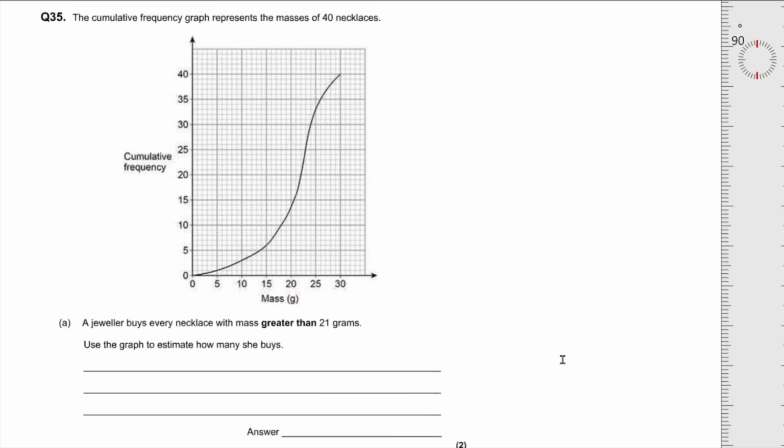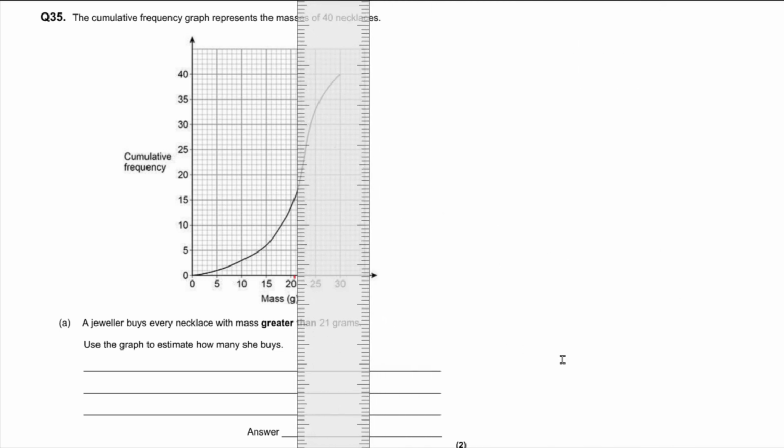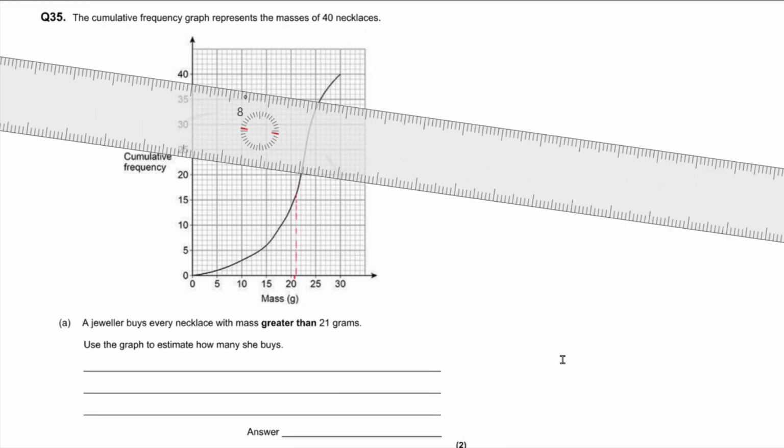Question 35. The cumulative frequency graph represents the masses of 40 necklaces. A jeweler buys every necklace with a mass greater than 21 grams. Use the graph to estimate how many she buys. Okay. So we're going to look up 21 on our graph. Where is 21 on the mass scale? We've got 5 units between 20 and 25. So it's just going to be 1 square over from 20, isn't it? So reading up from there until I hit the curve. Okay, and then change direction.